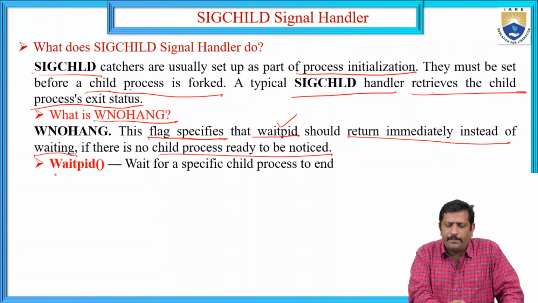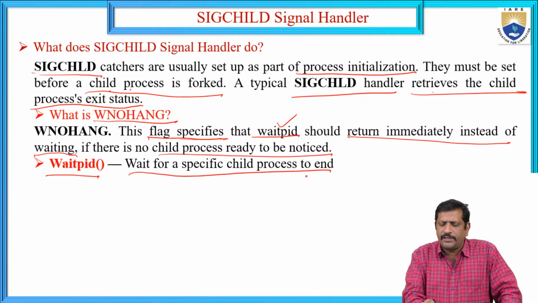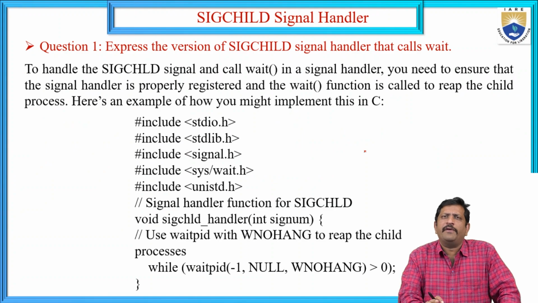That means waitpid, wait process ID, waits for a specific child process to end, that is, waits for the child process to terminate. So this is about waitpid.